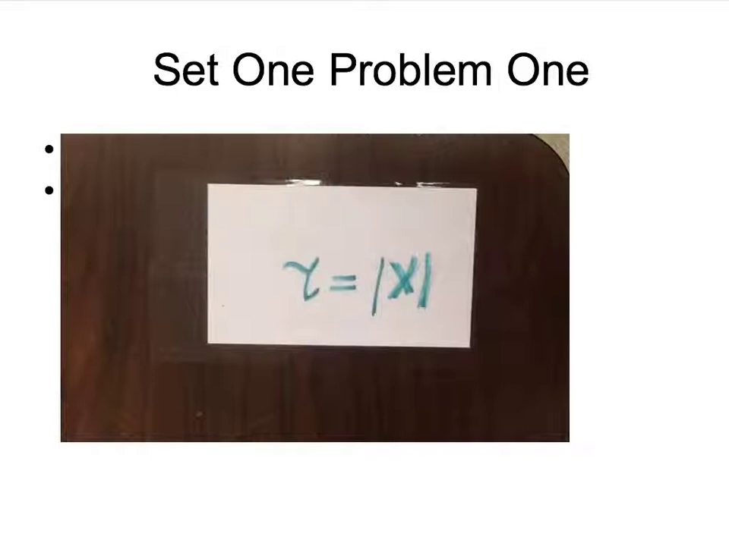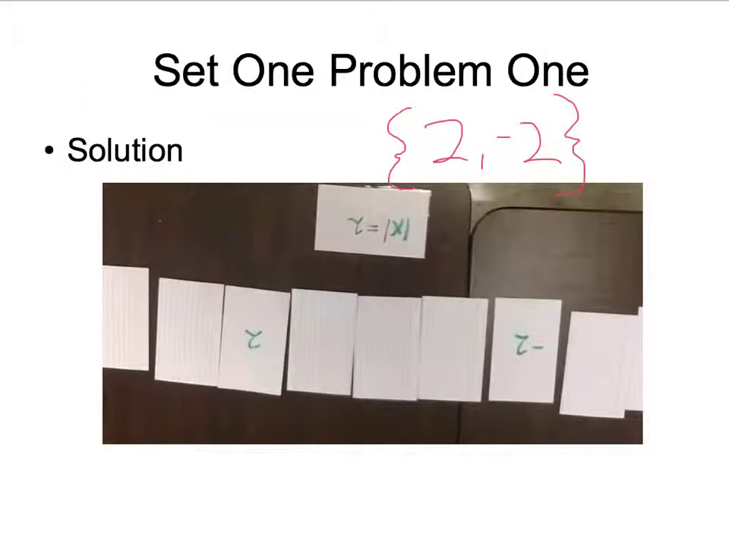We had for set 1, problem 1, the absolute value of x is equal to 2. So I asked you to show me on your cards what values I could plug in for x that would give me, after taking the absolute value, positive 2. The answers were -2 and 2, because if I take the absolute value of positive 2, I get 2. And if I plug in -2 for x, and then take the absolute value of that, I also get 2. So there were 2 solutions there.